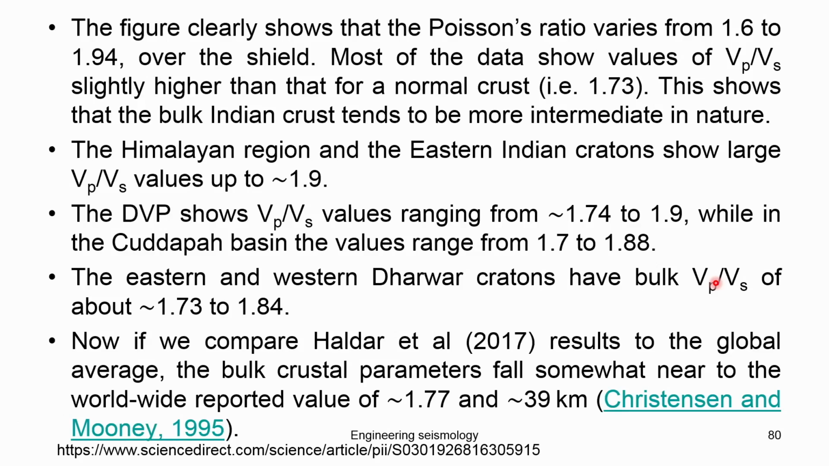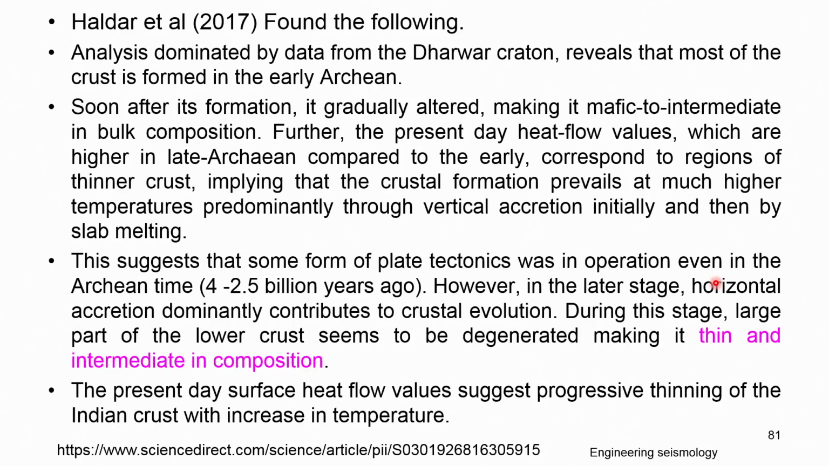Now if we compare Aldar et al.'s result with the global average, the bulk crustal parameters fall somewhat near the worldwide reported values published by Christensen and Mooney in 1995, but that is old data based on global-scale values. So Aldar gave the following conclusion. The analysis, dominated by the data from the Dharwad craton, reveals that most of the crust formed in the earlier Archean period. The Archean period is basically 4 to 2.5 billion years ago. So that was one of the findings.